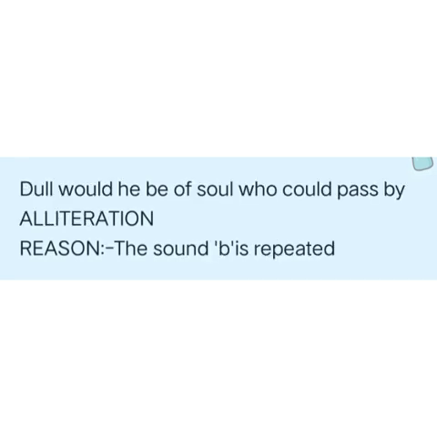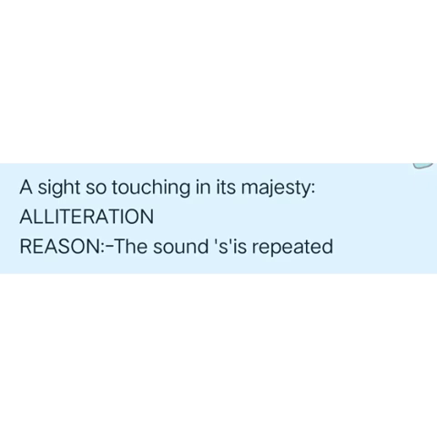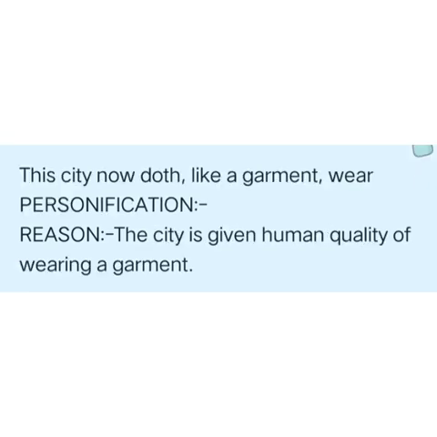"Dull would he be of soul who could pass by" is an example of alliteration as the sound B is repeated. "A sight so touching in its majesty" is an example of alliteration because sound S is repeated. "This city now doth like a garment wear" is an example of personification because the city is given the human quality of wearing a garment.